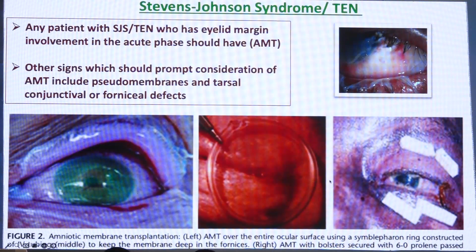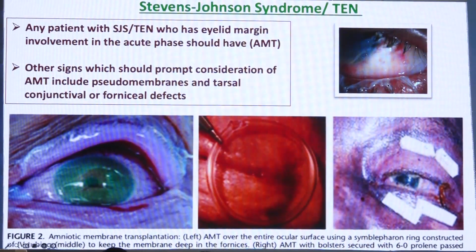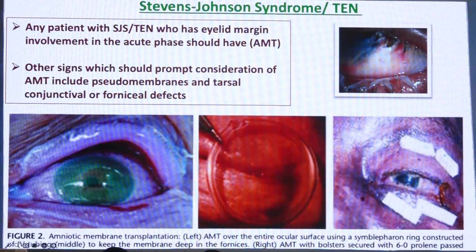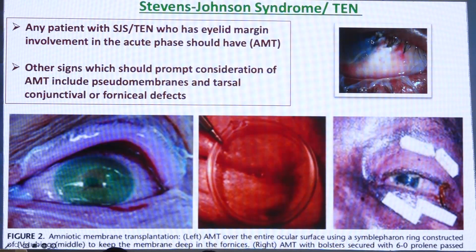So any patient, as I mentioned, with SJS or TEN who has eyelid margin involvement in the acute phase should have AMT, as I showed earlier. Also other signs, like patients who have pseudomembranes and tarsal conjunctival or forniceal defects, because those defects will be fusing together, so you should go for AMT. So whenever you are putting this AMT, you should cover all the areas, starting from the lid, then tarsal conjunctiva, then forniceal conjunctiva, then bulbar conjunctiva, then the corneal surface.